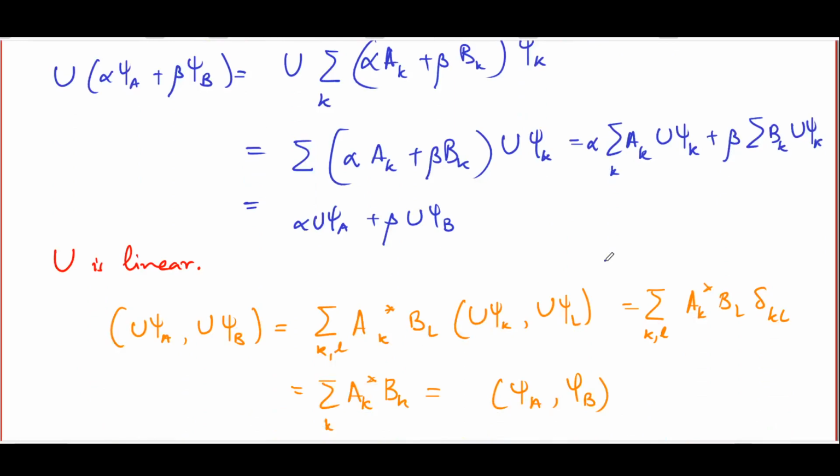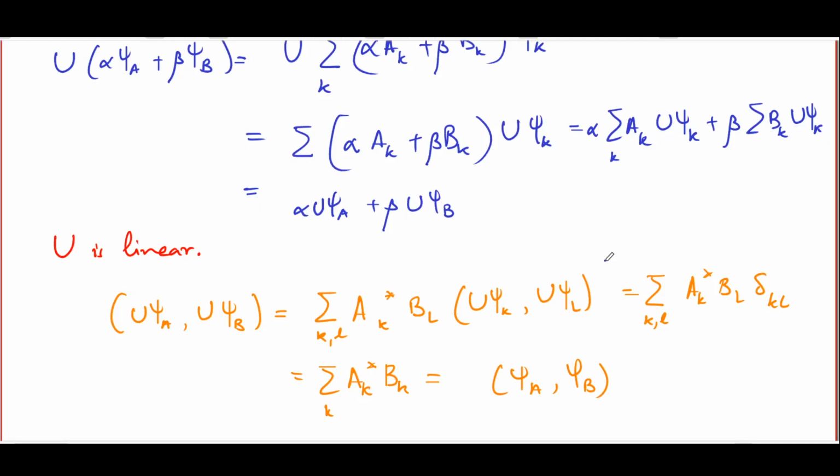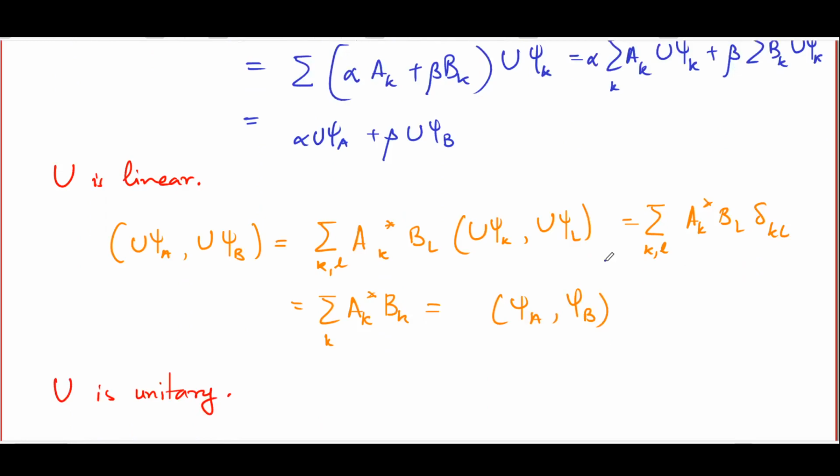Now, with U linear, it's easy to see that the inner product of U psi A and U psi B is of course going to be sum over K and L, AK star BL times the inner product of U psi K and U psi L, which will simply reduce to sum of AK star BK, because U psi K, U psi L, remember, has an inner product which is delta KL, and that means U psi A, U psi B's inner product is the same as psi A, psi B inner product. And this implies that our U is unitary. So in the first case, U is linear and unitary.